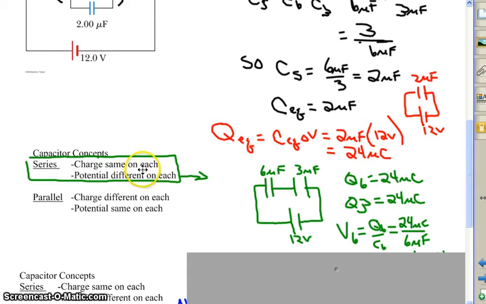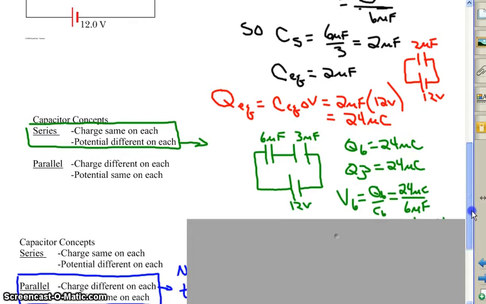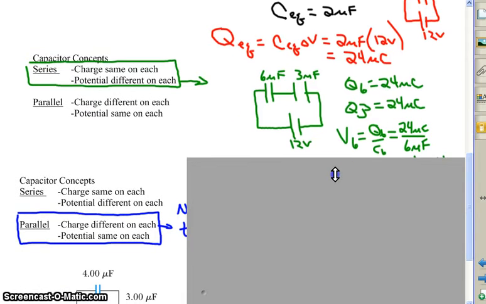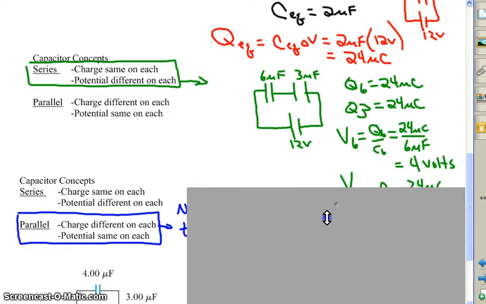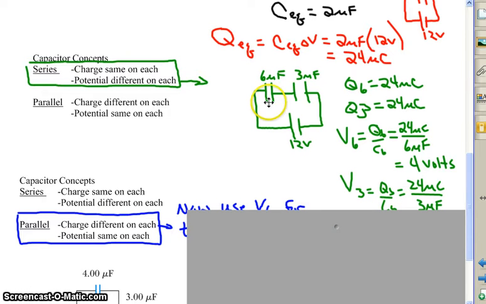We know that the charge has to be the same on each, but the potential will be different on each as well. So knowing that this 24 microcoulomb charge would have to be the same on these plates, we can work with our capacitance formula and calculate the potential on each one. The potential on the 6 microfarad one should be the charge divided by its capacitance, so 24 microcoulombs divided by 6 microfarads. That'll give us 4 volts across that one.